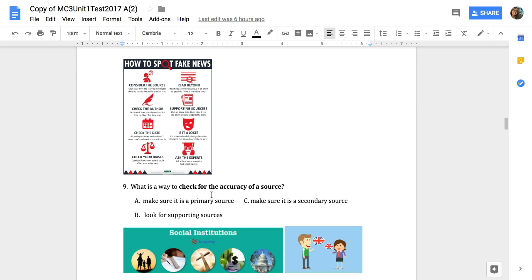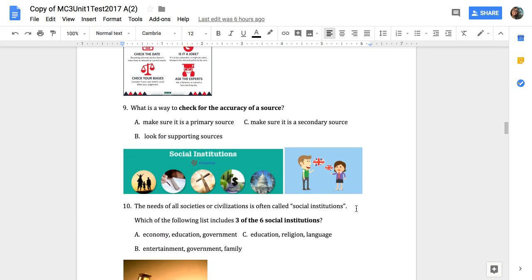Number 9, what is a way to check for the accuracy of a source? So how do you spot if a source has fake information or it's accurate? This graphic can help you. So if you read through this graphic, it will help you. A, make sure it is a primary source. B, look for supporting sources. Or C, make sure it is a secondary source.